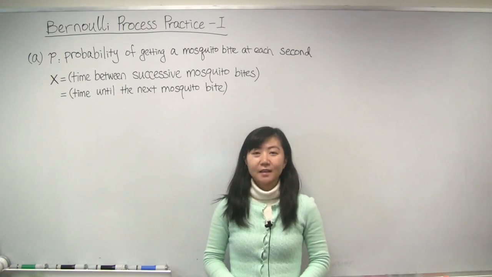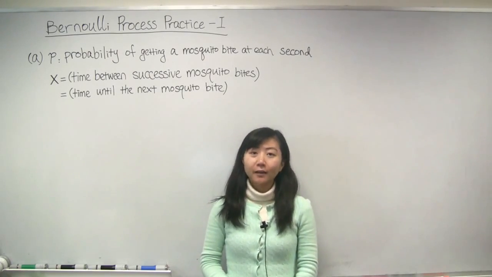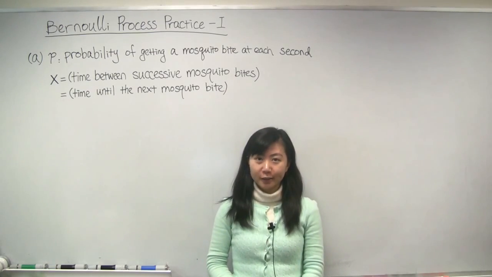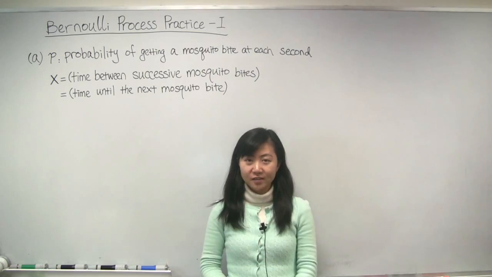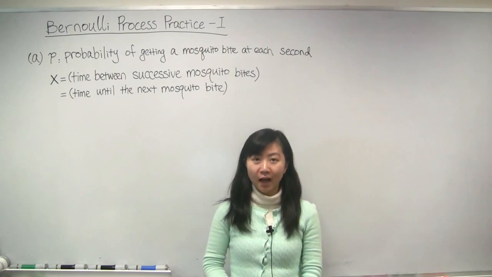Hi everyone. Today I'm going to talk about Bernoulli process practice number 1. In this problem, you are visiting the rainforest. But unfortunately, you have run out of insect repellent. As a result, the probability of you getting mosquito bites is really high.